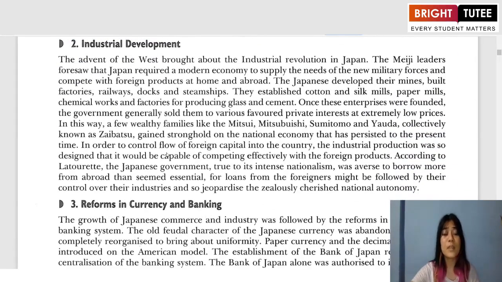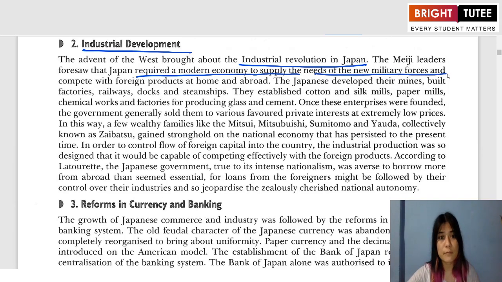Next, we'll look at the industrial development. With the entry of countries from the West, Europe, and further the Americas, the Industrial Revolution in Japan began. The Meiji leaders foresaw that Japan required a modern economy to supply the needs of the new military forces and compete with foreign products at home and abroad.